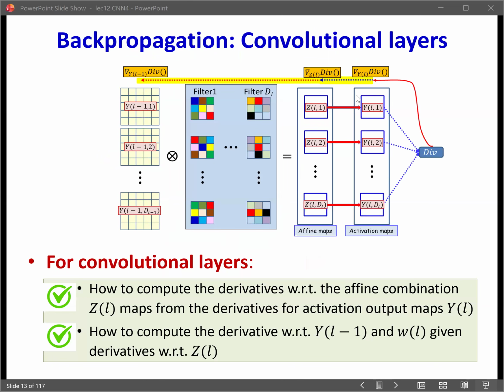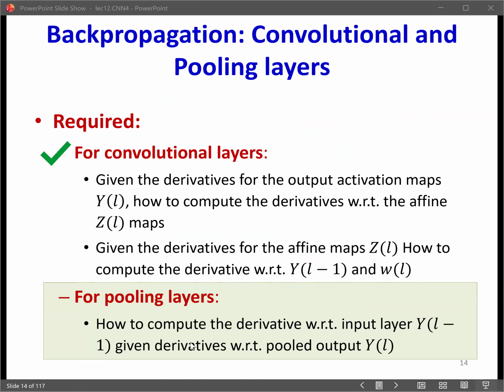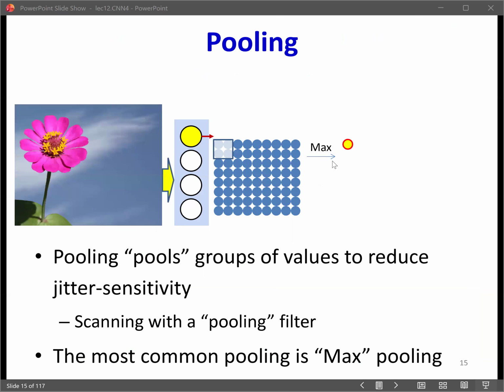And so we've seen how to compute derivatives for these z's, for the filters, and for the input channels in the convolution layer. The other one was the pooling layer. How do we compute derivatives for the pooling layer? In the pooling layer, if you're performing max pooling, it basically pools groups of values to reduce jitter sensitivity. And so you have a pooling filter, which performs this grouping operation, and you scan the input with this pooling filter. The most common pooling is max pooling, which picks the largest element of every window that it's considering at every position.